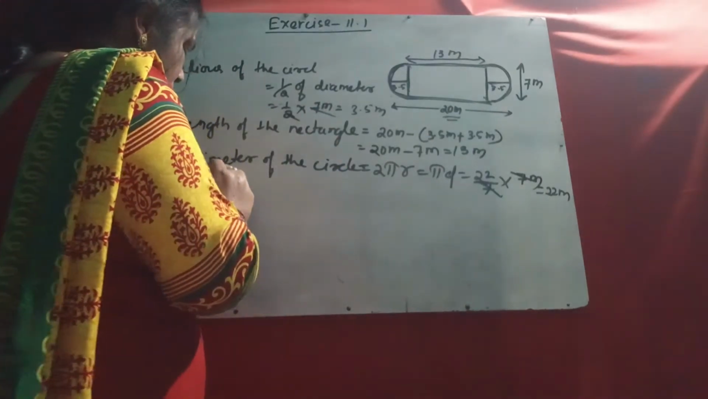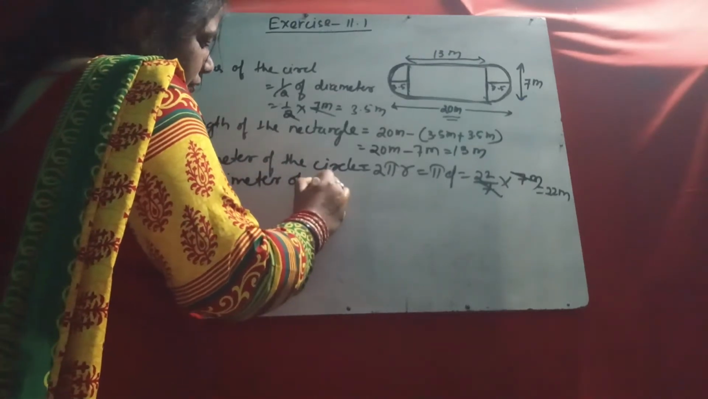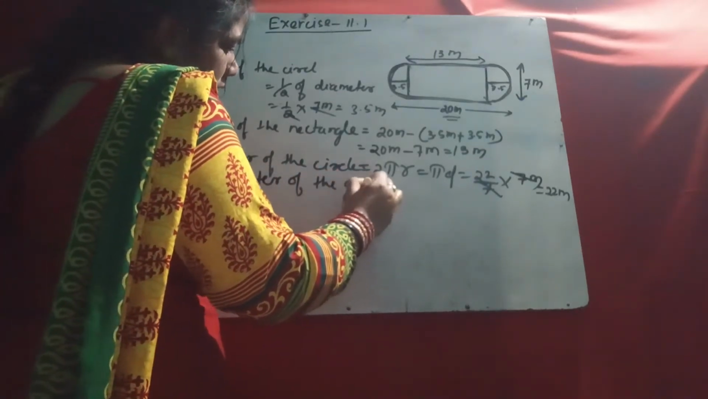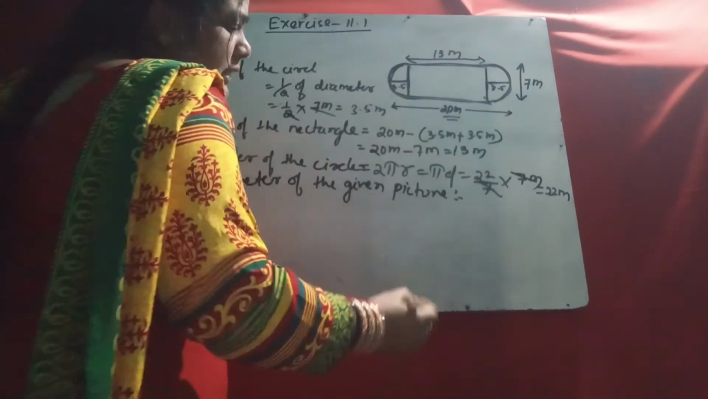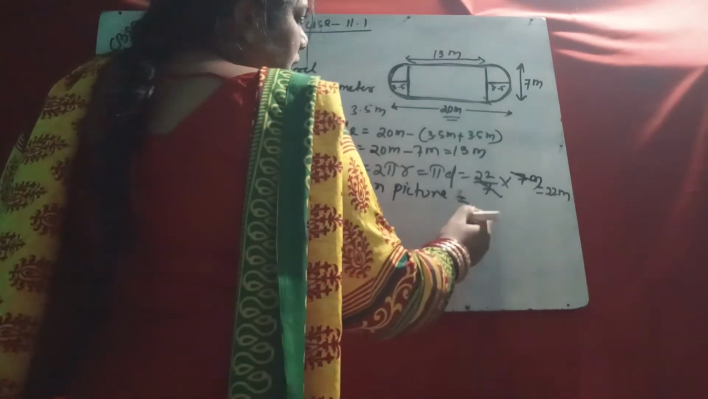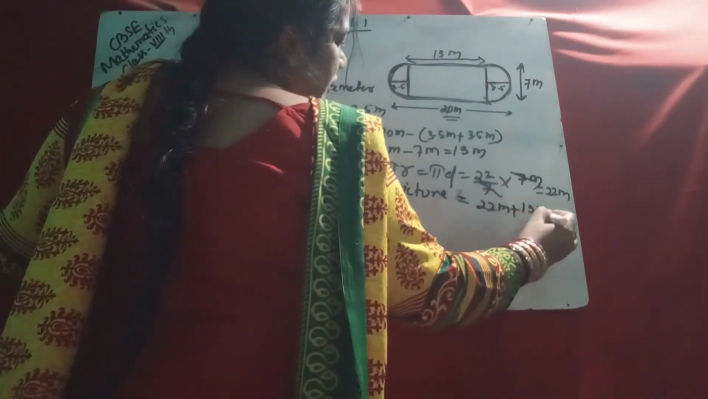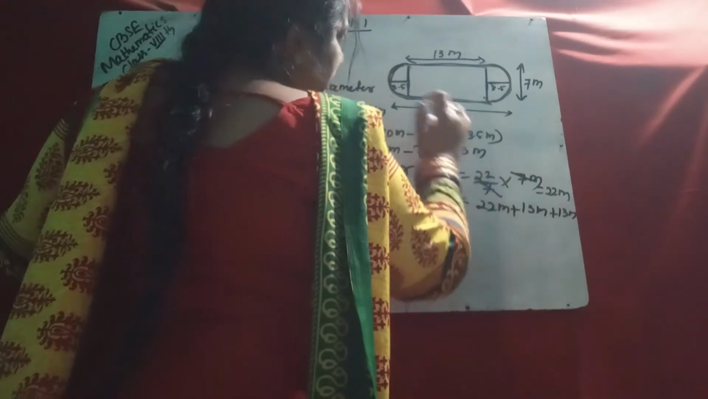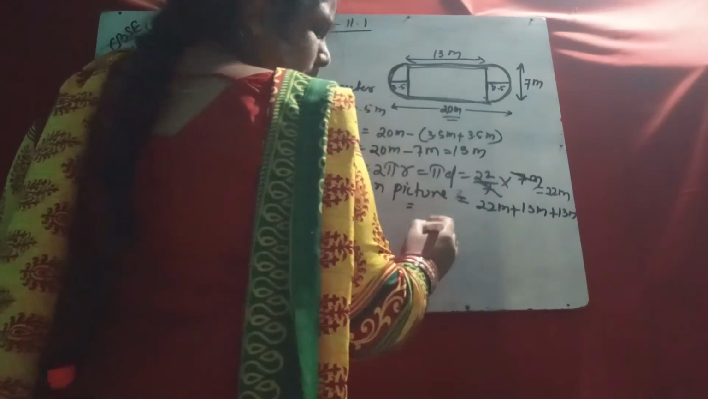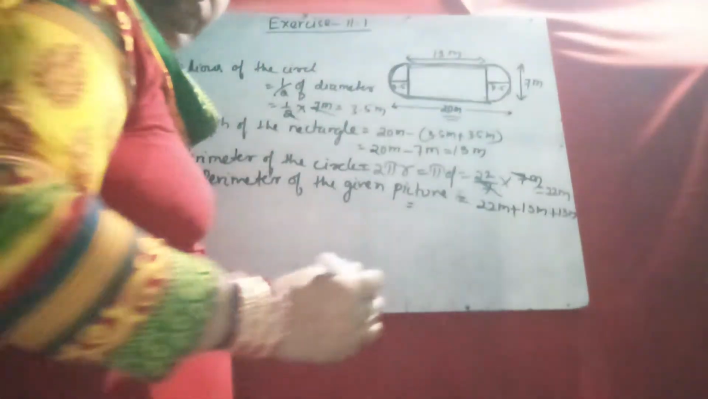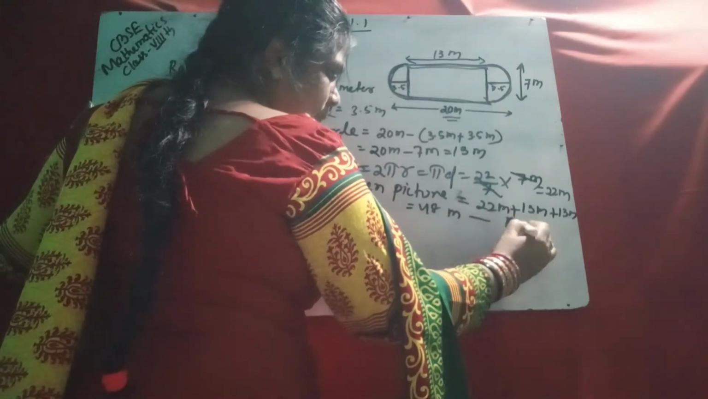So the perimeter of the given picture, which is a garden in your book, is 22 meter plus 13 meter plus 13 meter. So it is 13 meter, and this 13 meter. So the total is 48 meter. Okay, this is one answer.